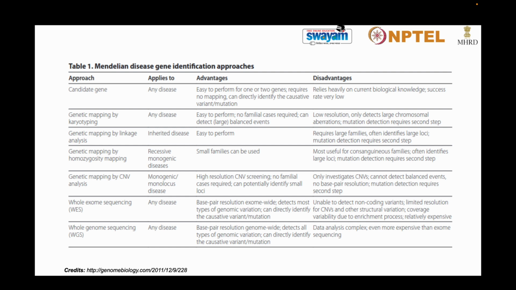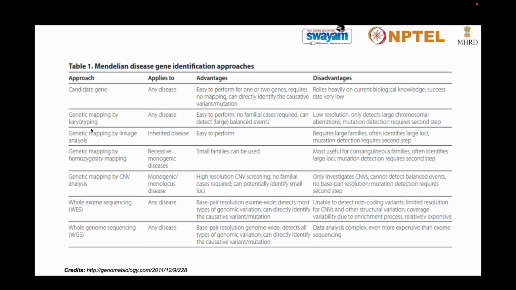The first approach is the candidate gene approach, and it can be applied to any disease, whatever the disease is. The advantage of this approach is that it is easier to perform for one or two genes. It requires no mapping and it can directly identify the causative variation or mutation. The disadvantage is that it relies heavily on current biological knowledge, and the success rate is very low. Majorly, the approaches that identify the disease gene require some kind of prebuilt knowledge. So if you don't have knowledge about a particular gene, then you can't use this method.